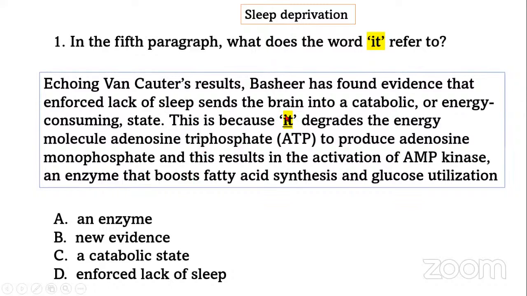See, this is because it degrades the energy. An enzyme degrades the energy. You cannot see it in the previous sentence. Can you see the word enzyme in the previous sentence? No. So we can eliminate that answer. Next one is new evidence. Where is the word new evidence? It is given there, but we have not chosen that part as the part of the answer. Okay, it has found the evidence, that means that will not be the answer.